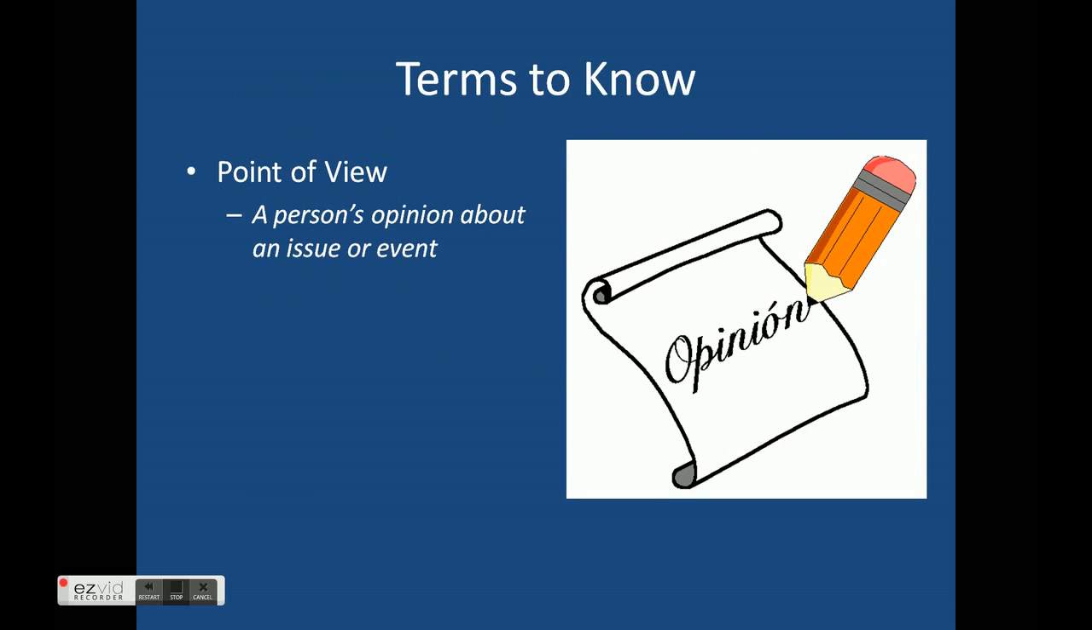So as we're talking about this, we just want to break it down and make sure that you still understand the terms that we're talking about. First one we'll take a look at is point of view. This is a person's opinion about an issue or an event. When I see something, do I see something differently from somebody else? So that's what makes it point of view.